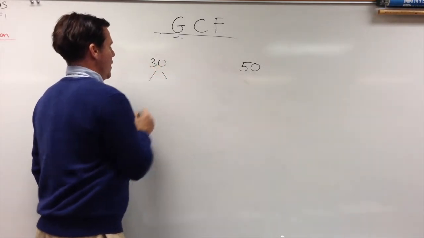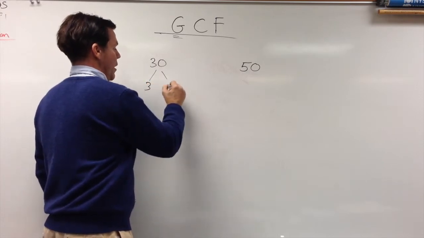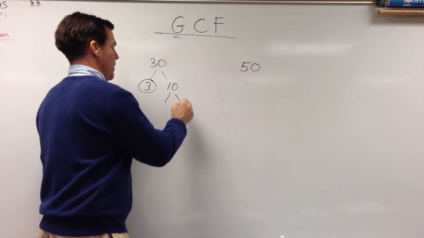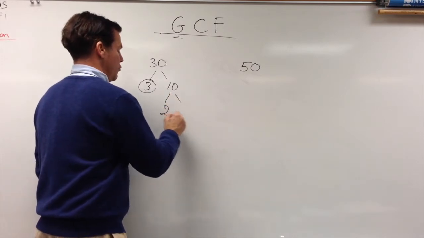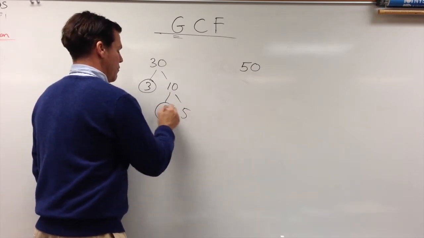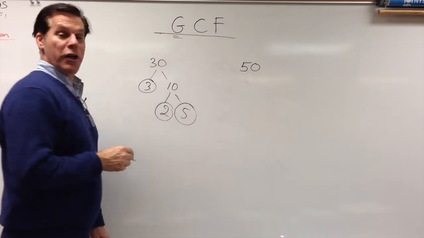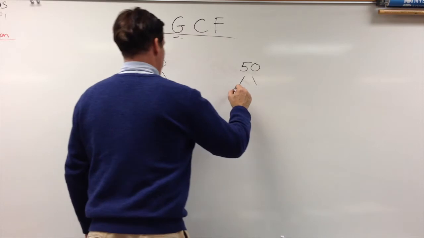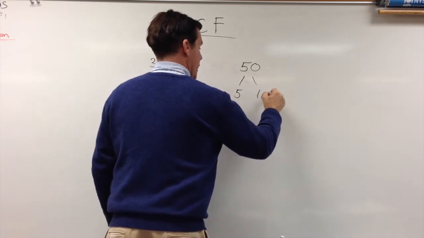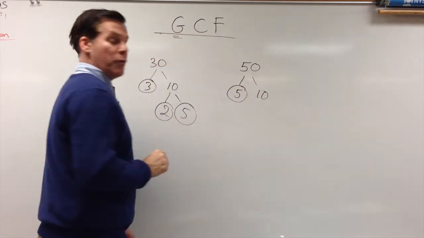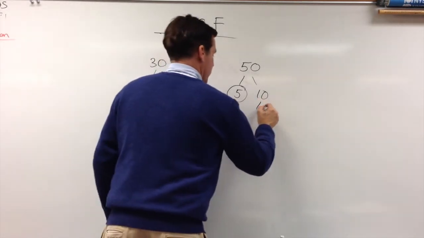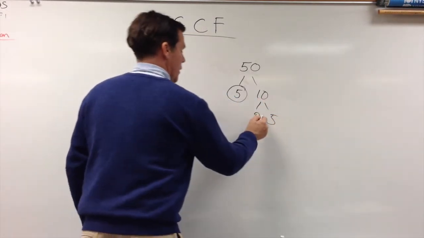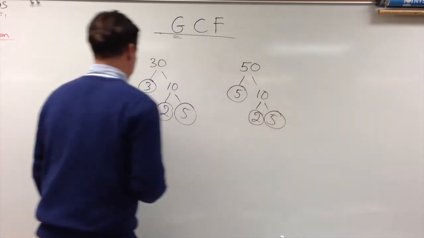30 is the same as 3 times 10. 3 is a prime number. 10 is the same as 2 times 5. That's a prime number. That's a prime number. We can go ahead and stop right there. 50 is the same as 5 times 10. That's a prime number. We'll go ahead and stop. 10 is the same as 2 times 5. That is a prime number and a prime number.